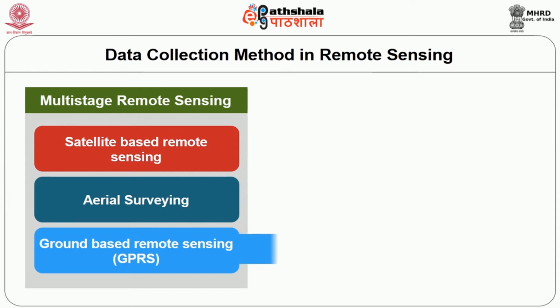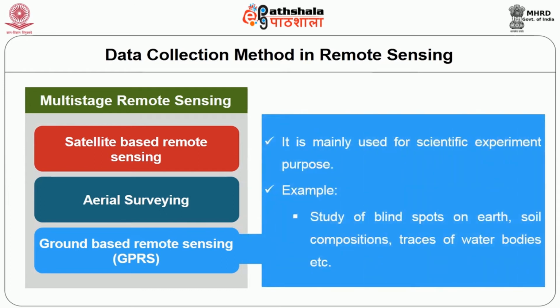Then coming to ground-based remote sensing. These remote sensing tools are used for studying the blind spots on earth, soil compositions, traces of water bodies, etc. And these are one of the prime tools used for scientific experiments. Very recently they have said that there are traces of a river running beneath the ocean. They have recently identified it in Brazil. How could this kind of technology be possible? It is possible only through ground-based remote sensing tools.